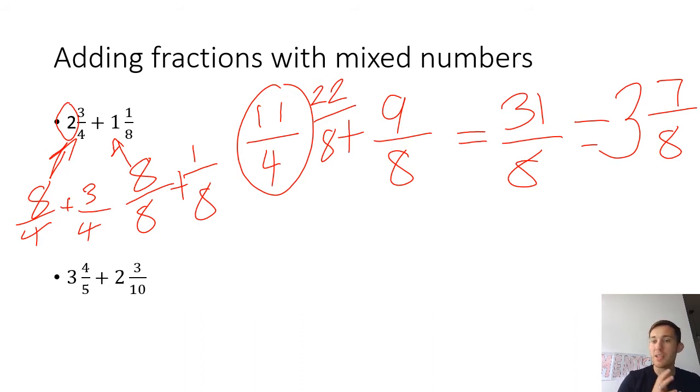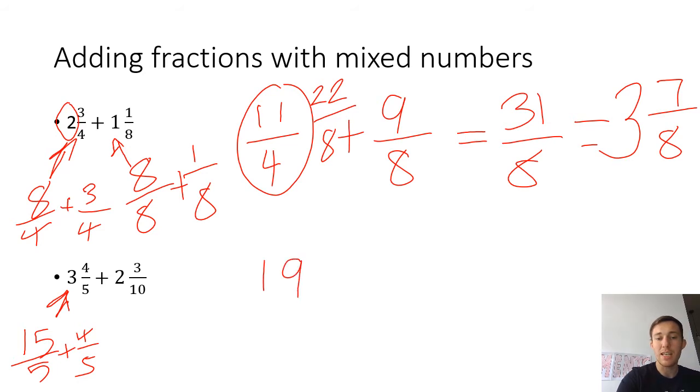Again, we need to turn them into improper fractions first. So this 3, I know that this fraction is in fifths, so therefore I need to turn that whole number into fifths. So 5, 10, 15, so that would be the same as 15/5. Plus my 4/5, so I know that that is going to be 19/5, and I'm going to add that, and I'm going to work out my next one.